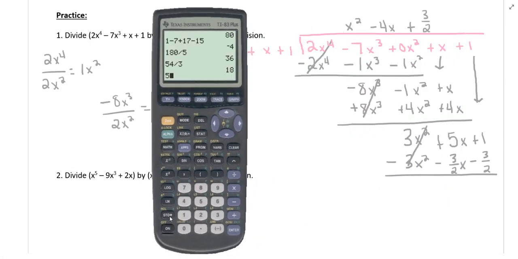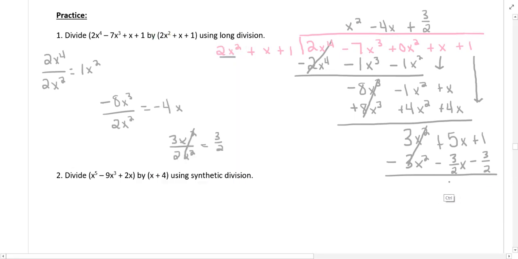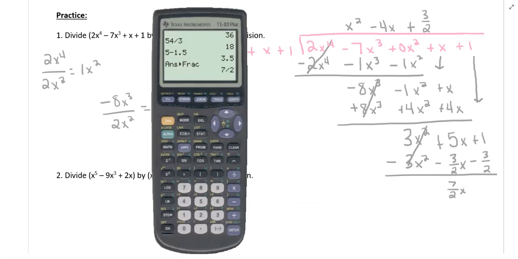So 5 minus 1.5 would give me a 3.5x. If I wanted that as a fraction, I just hit this button here, math, to a fraction, 7 over 2. So this is going to be 7 over 2x. And then 1 minus 3 over 2, that should be a negative 1.5. So 1 minus 1.5, negative 0.5 as a fraction, negative 1/2.